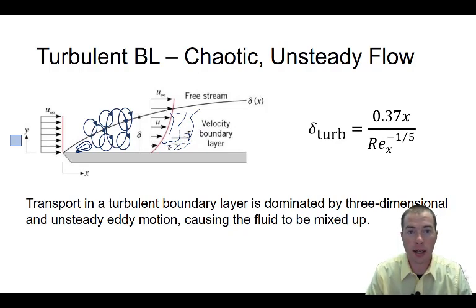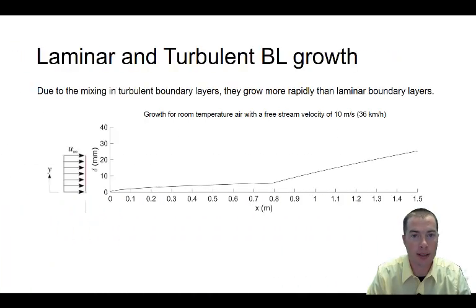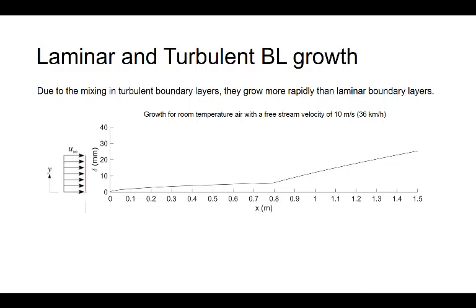We will now look and compare how turbulent and laminar boundary layers grow. As one might expect, due to the mixing in turbulent boundary layers, the boundary layer thickness grows more rapidly than in a laminar boundary layer. Here we are imagining a flat plate over which room temperature atmospheric air is flowing with a free stream velocity of 10 meters per second. 10 meters per second is equivalent to 36 kilometers per hour. The air approaches the plate at a uniform velocity. At x equals 0, it encounters the plate surface.